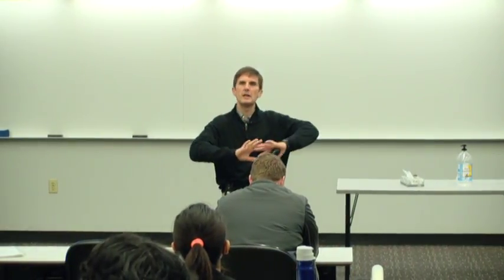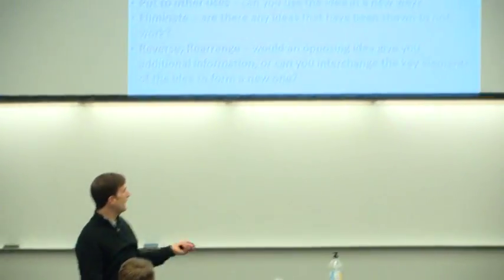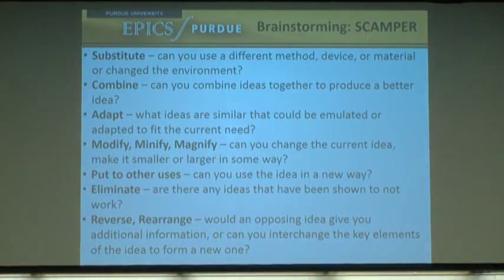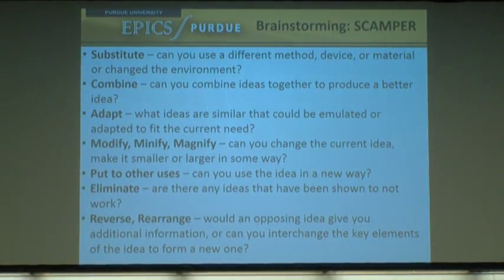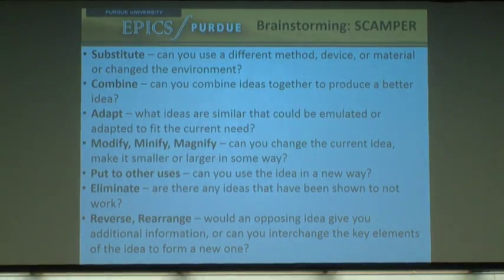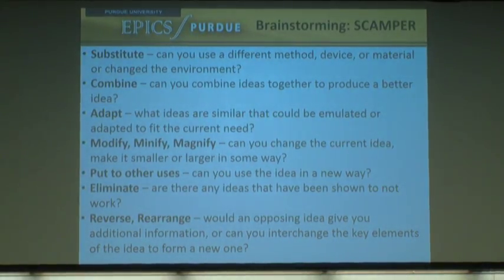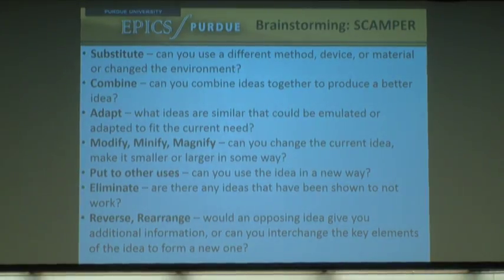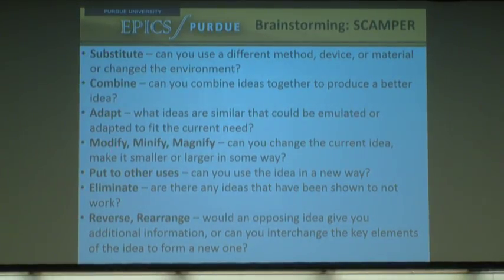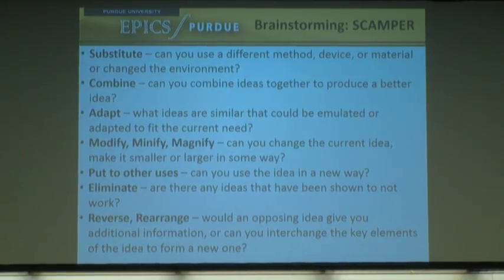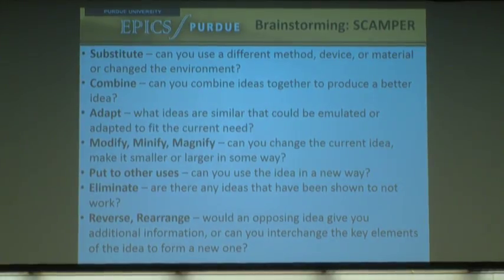So the idea of getting wild ideas out there, what it does is it serves to activate more of your brain. And you can do that in a different way. One of the tools in brainstorming is this acronym SCAMPER. So you use SCAMPER as things to say, okay, I'm running out of ideas, maybe we can substitute something, or we can combine ideas, or we can adapt something. Can you modify, minify, magnify? Can you change the current idea? Make it smaller, bigger? What if it was microscopic? What if it was huge? Put to other uses, eliminate something, reverse, rearrange.